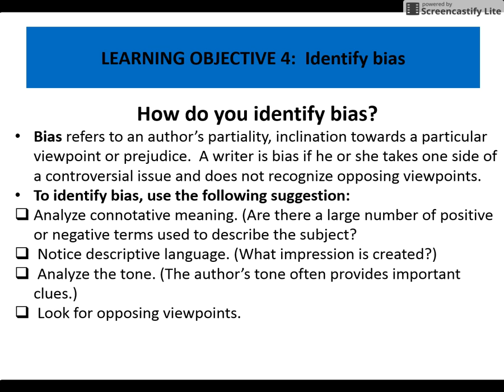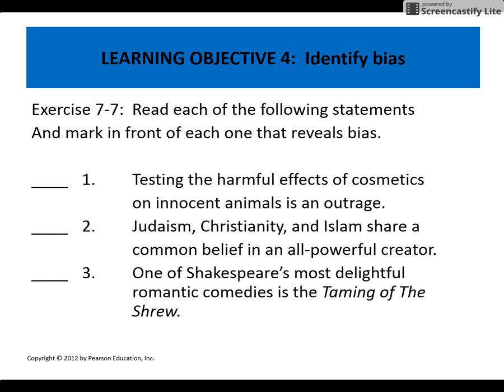Now, when you're trying to identify the bias of a particular text, look at the connotative meaning, and we'll learn more about that very shortly in terms of what that entails. Look at the descriptive language, aka adjectives, right? For instance, analyzing the tone. So like I told you before, tone and bias connect. And then look for opposing viewpoints. All right, so take some time to look at the choices, identify which statement reveals some form of bias. Pause the video to read all the choices.